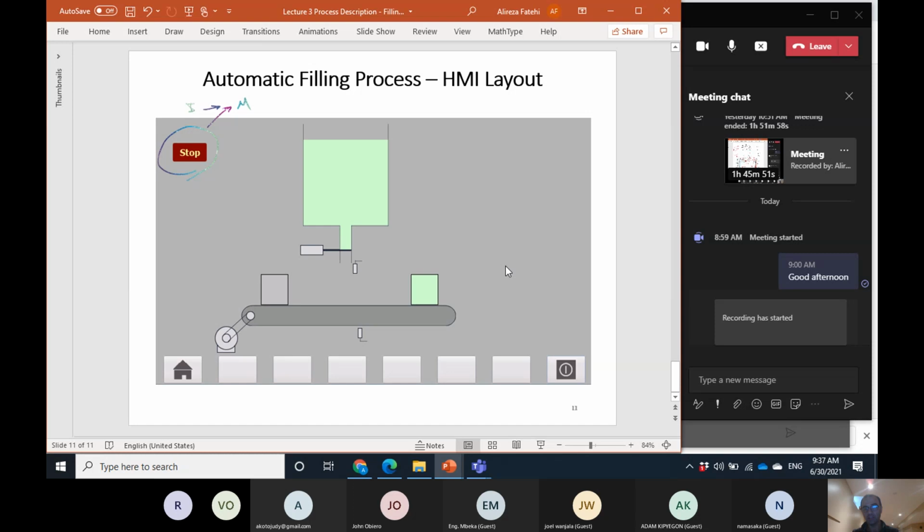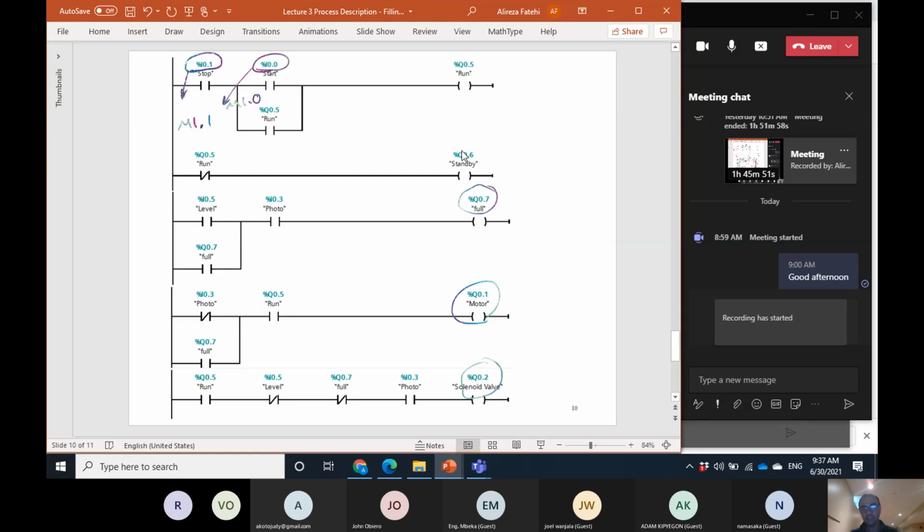Instead, we can change the color here. We can change the color of the solenoid valve, the color of the motor. For example, we can change this to green when the motor is on. So in that case, again, we don't need these three to be output. They can be memory, for example, memory 1.5, memory 1.6, memory 1.7, because they do not do anything outside.